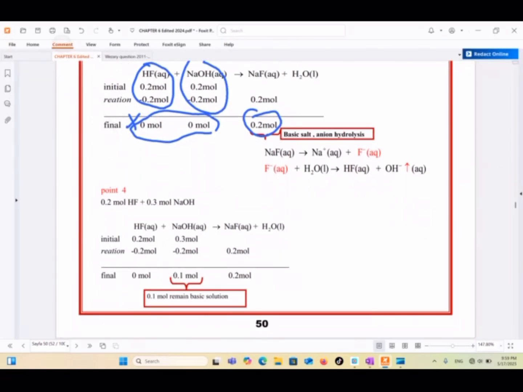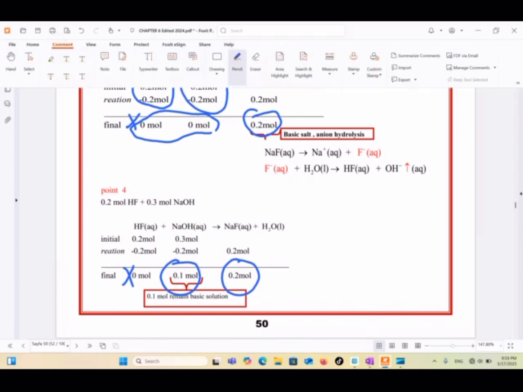And then if the amount of the strong is higher, the strong remains with the salt, but the weak is completely consumed. For a buffer to be formed, the weak should stay with its salt. So it's not a buffer solution as well.